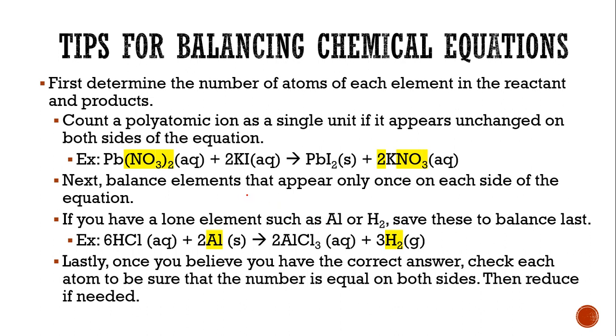Another tip is to balance elements that appear only once on each side of the chemical equation first. Also, if you have a lone element such as aluminum or H2 or O2, try to save these to balance last. Lastly, once you believe you have the correct answer, please make sure you check that the atoms are equal on both sides and then reduce if you need to. It's a little bit of a trial and error.